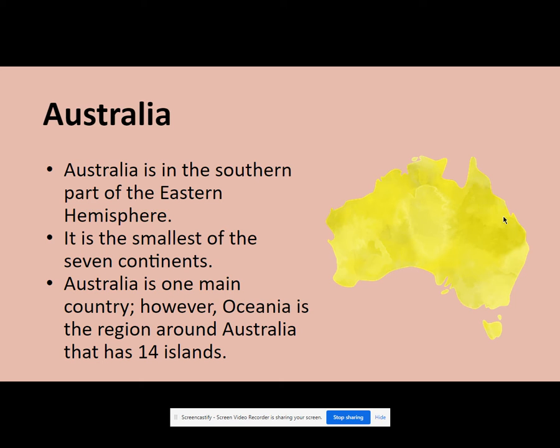However, the region around Australia, made up of 14 different islands, is Oceania, and it is right there in the same area, so there are a lot of similarities, but again, Australia is one main country with different states and regions within the country itself, but it is one main country.